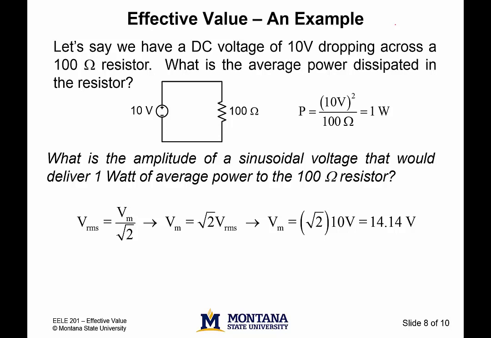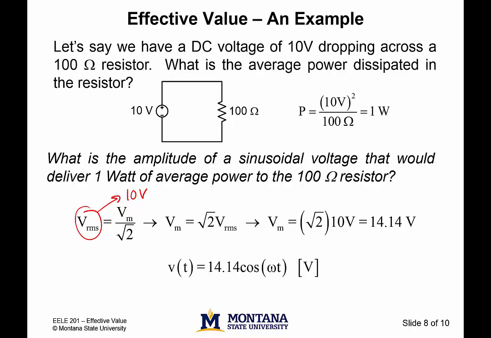So what we're doing is we're solving for the amplitude V sub m, and we know what V RMS is, right? It's the effective DC voltage. We started with a DC voltage of 10 volts. Solving for V sub m, we find 14.14 volts. So in other words, the voltage signal would be given as follows, 14.14 times cosine of omega t, for instance.